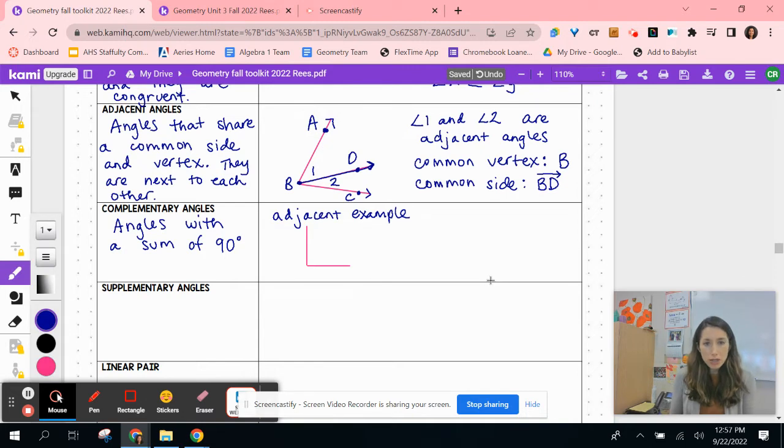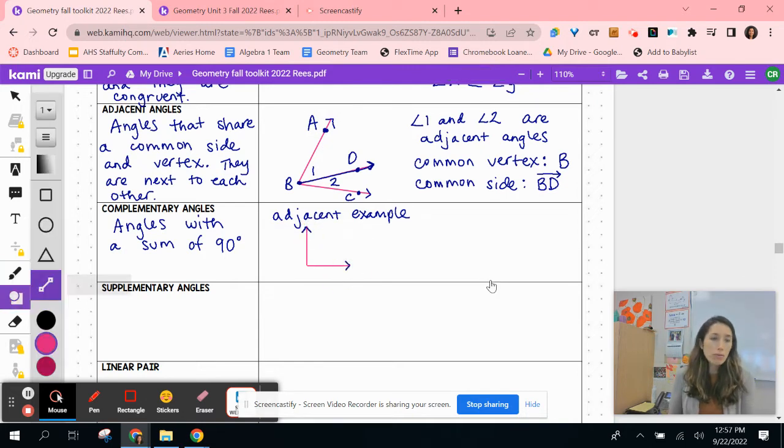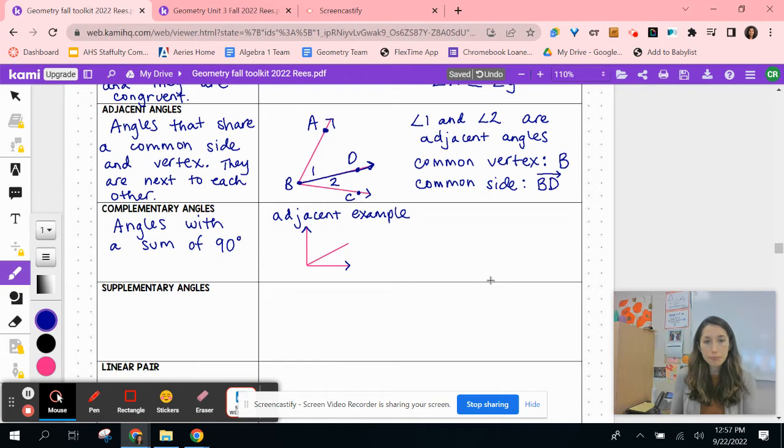So do the best you can to draw perpendicular lines like I have here. And we're just going to create two angles. It can cut the angle in the middle, so they would each be 45, but it doesn't have to. I'm not going to make them necessarily equal. They're just going to be adjacent to each other.